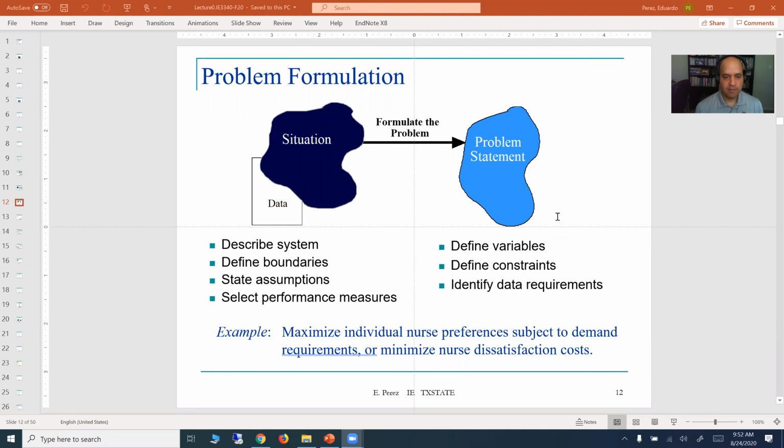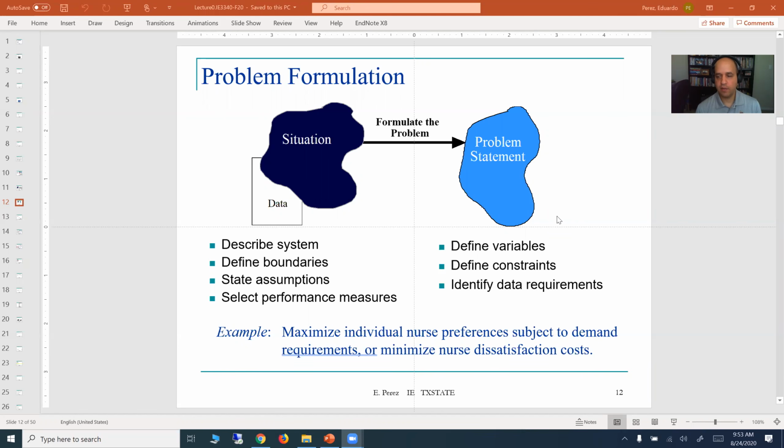We have data. That data is coming from the situation, data in terms of feedback, or in terms of what we are observing through surveys and so on. That describes the system, defines the boundaries, states the assumptions, and selects the performance measurements. In the problem statement, using that information, we can define the variables. What variables will be those decisions that we have to make.